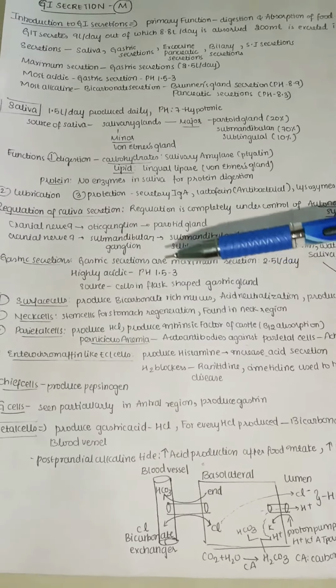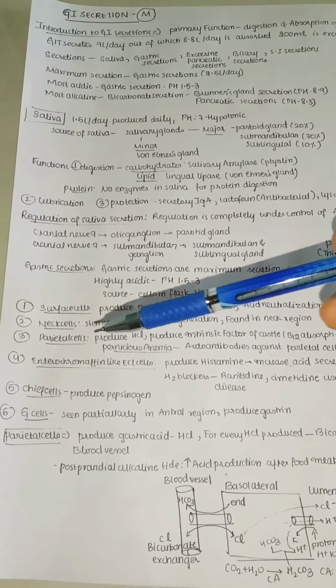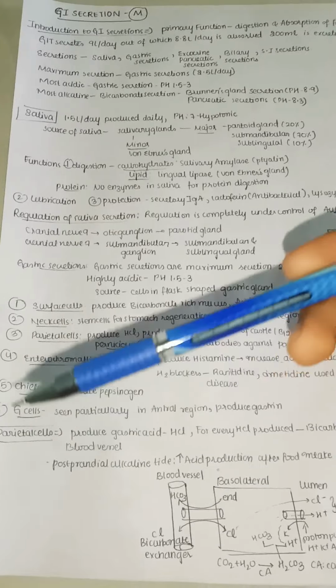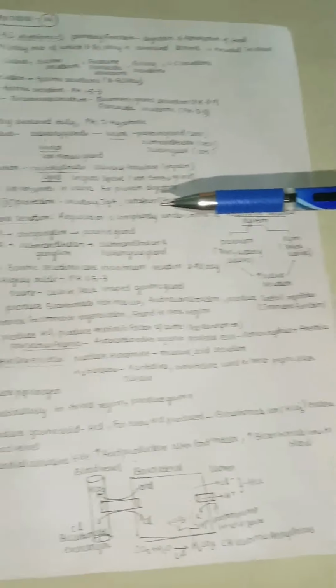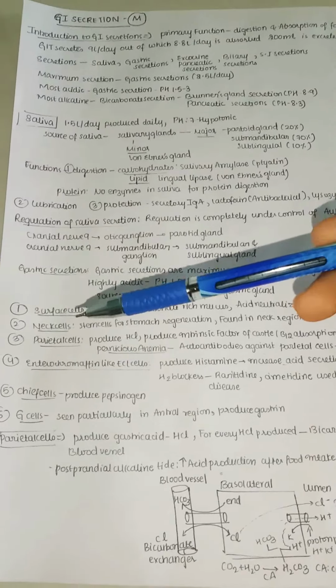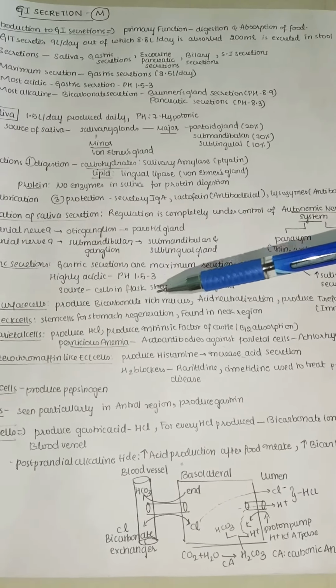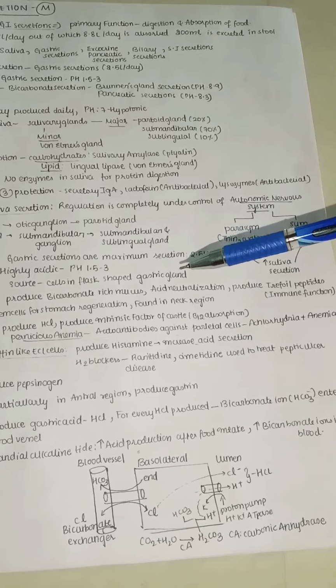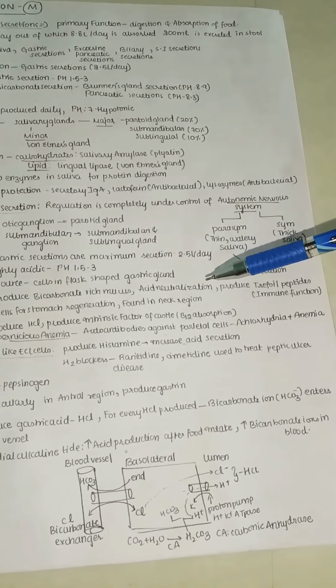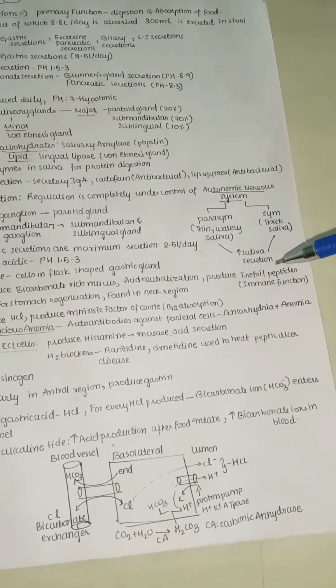So mainly in these flask-shaped gastric glands we have 6 types of cells which are producing different types of substances. Let us see what are those. So first we have the surface cells. Surface cells produce a bicarbonate rich mucus, and they are mainly useful for acid neutralization, and also they produce trefoil peptides which have some immune function.